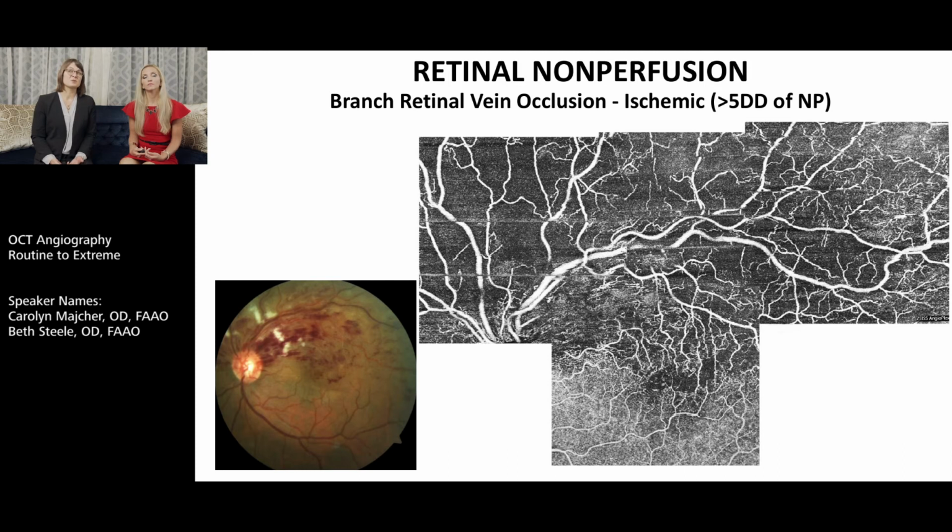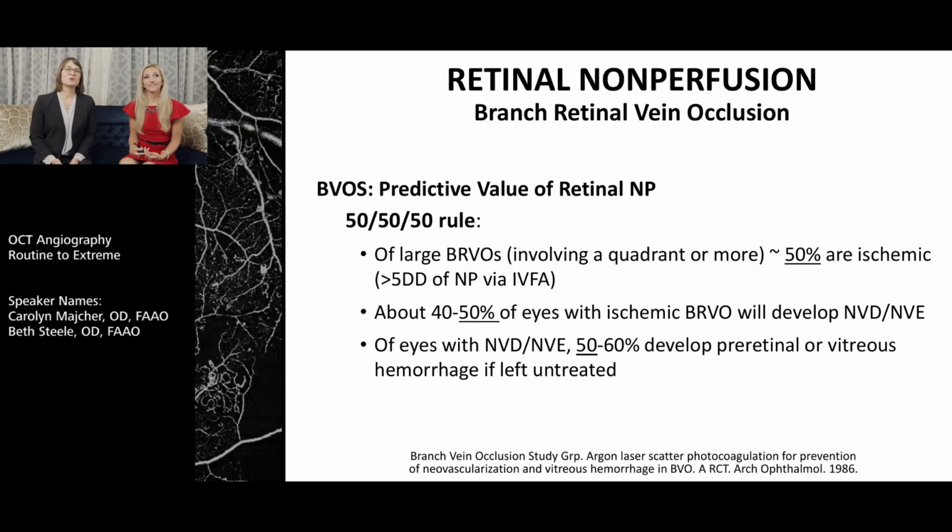It's clear that in this representation there's greater than 5 disc diameters of non-perfusion, and it's dipping down into that macular area. So that's useful in determining how aggressively we want to follow up with this patient. So based on literature, we know that up to 50% of these eyes with an ischemic branch retinal vein occlusion are going to develop neovascularization of the disc or elsewhere. And so again, just highlighting what we know from previous literature, applying that to today's technology, we're able to find that information in a much more easy, non-invasive, less expensive way. And so that changes the way we follow that patient.